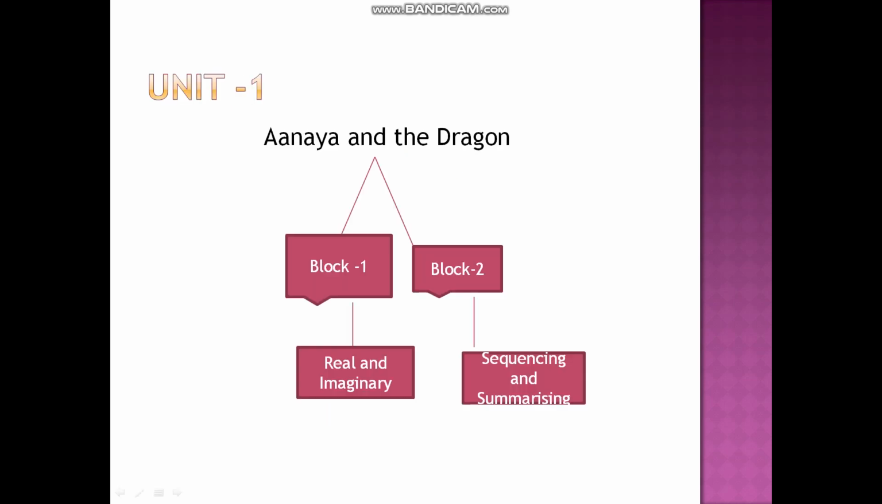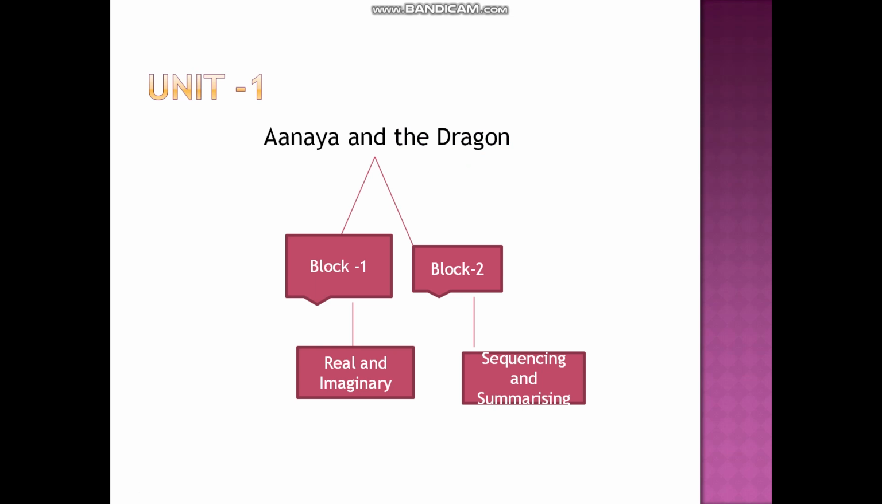So let's start with Unit 1. The name of this unit is Anya and the Dragon. This unit has been divided into two blocks. Block 1, real and imaginary, and block 2, sequencing and summarizing.